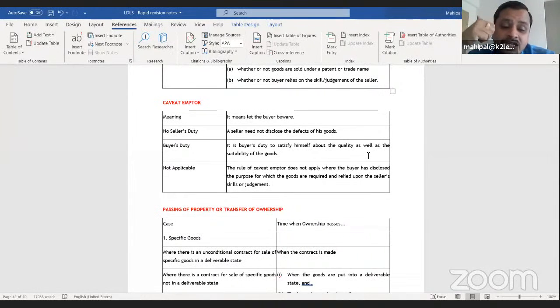Now, breach of condition can be treated as breach of warranty, but breach of warranty cannot be treated as breach of condition. That is a thumb rule. Remember. And when can breach of condition be treated as breach of warranty? Number one, if the condition is expressly or impliedly eliminated. Number two, if the buyer wants to treat the condition as warranty. Number three, where it is expressed there. Am I clear?